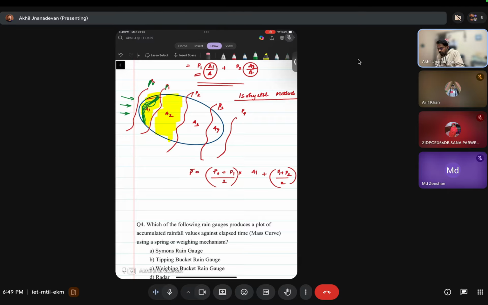The P1 value will be smaller. So P naught will be very much higher than P1. And in this area of influence, we are taking the average of P naught and P1. So indirectly, we have brought in the orographic effect, because we are using these precipitation values directly. We have incorporated the orographic effect, right?